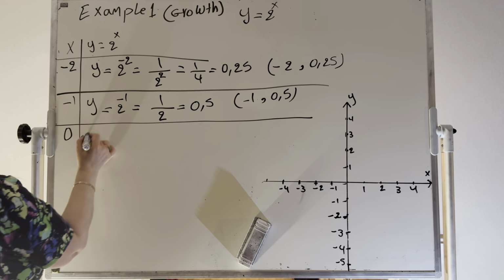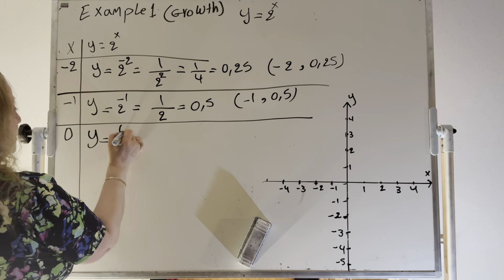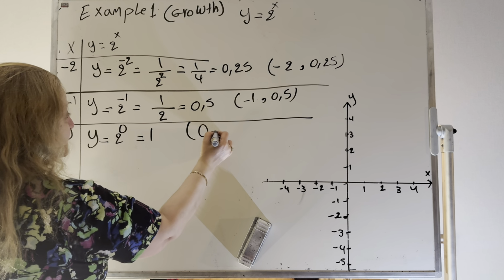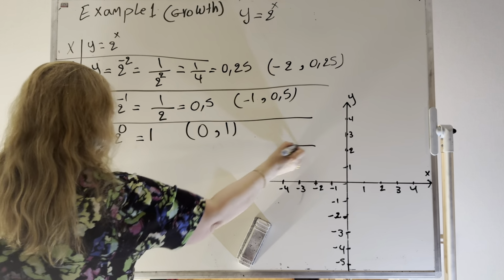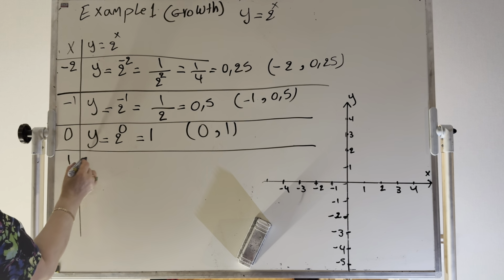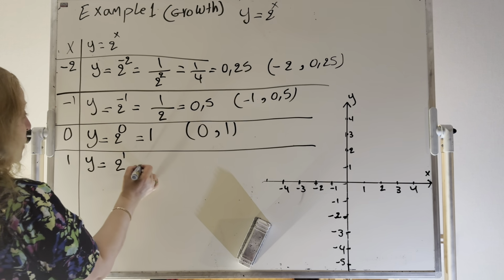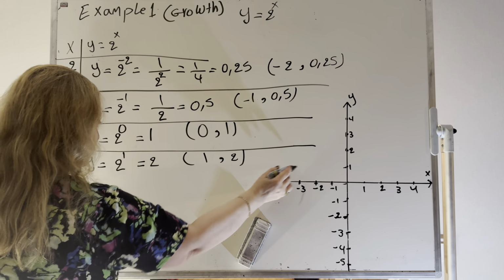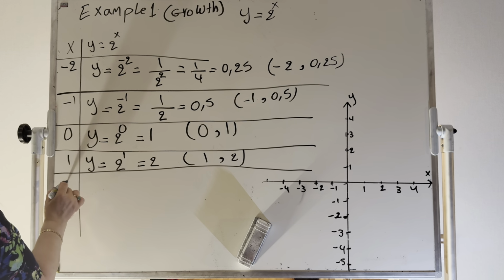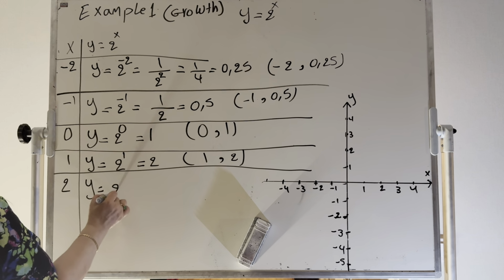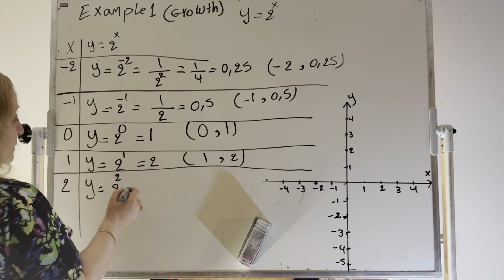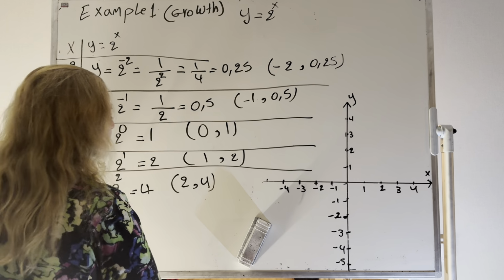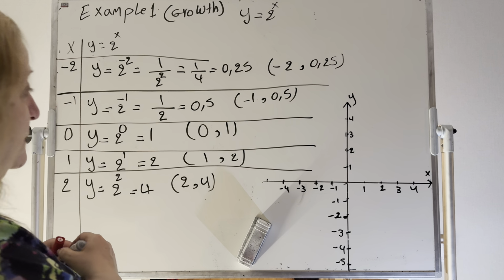When x equals 0, y equals 2 power 0, equals 1, so when x is 0, y is 1. When x equals 1, y equals 2 power 1, equals 2. When x equals 2, y equals 2 power 2, equals 4. Now I will draw the graph.